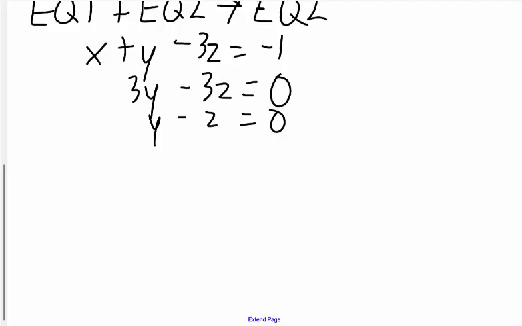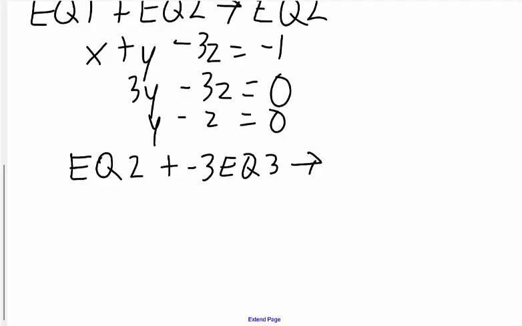All right. So the next thing we always do is eliminate the y in the third equation. How do we do that? Well, in this case, let's multiply the third equation by -3 and add it to the second. So I'm going to do equation 2 plus -3 times equation 3, and we're going to replace equation 3.